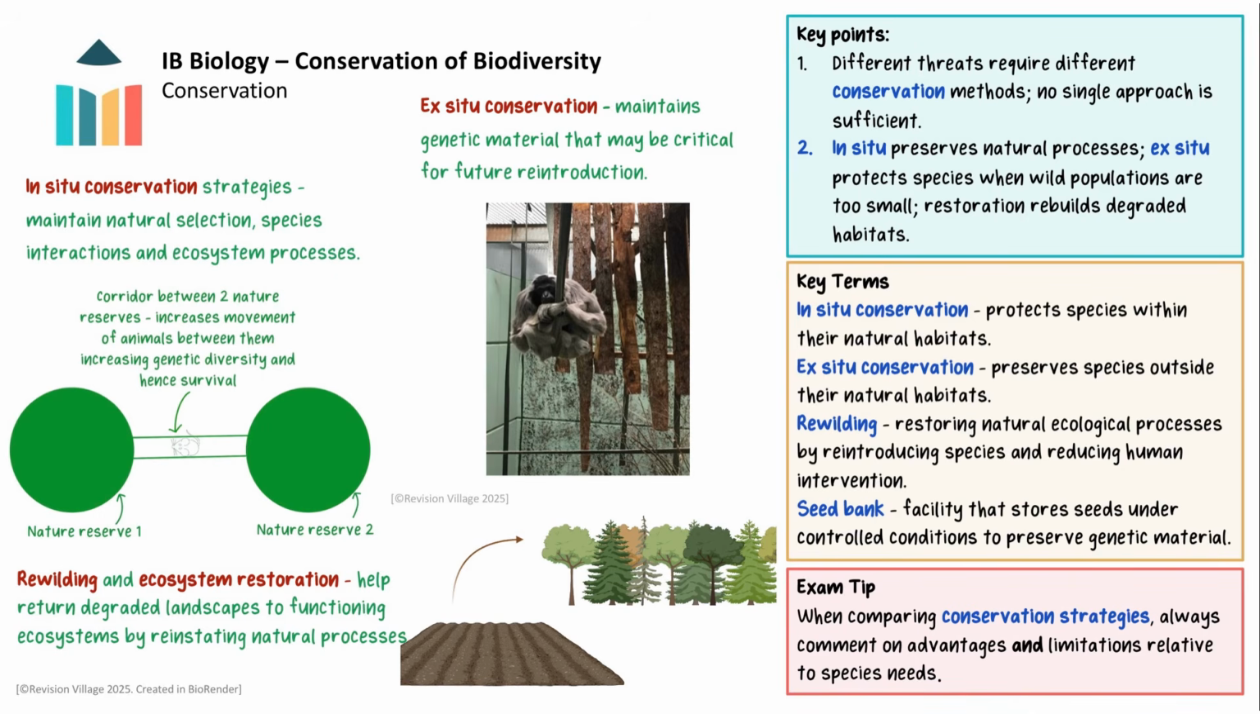Ex situ conservation, including zoos, aquaria, seed banks, and tissue banks, preserves species outside the wild and maintains genetic material that may be critical for future reintroduction. Rewilding and ecosystem restoration help return degraded landscapes to functioning ecosystems by reinstating natural processes such as grazing, hydrology, or predator-prey interactions. It's important to understand that no single approach is enough. Effective conservation always integrates several strategies.